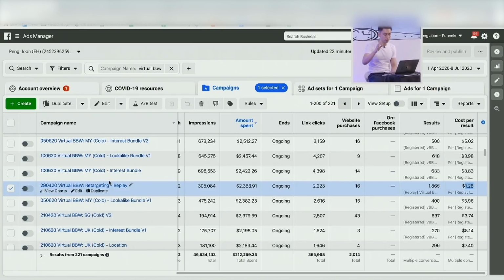So if you are new to this and you're watching this and you're thinking, wait a second, so how does Facebook know what is my cost per result? That is when, in order to understand these numbers, you need this thing called a pixel.